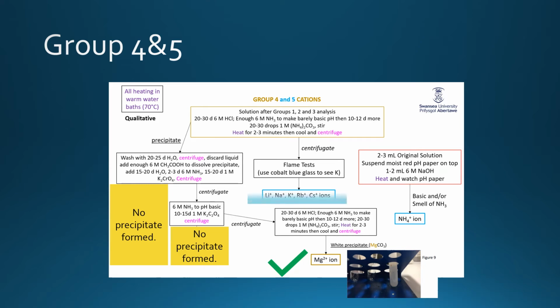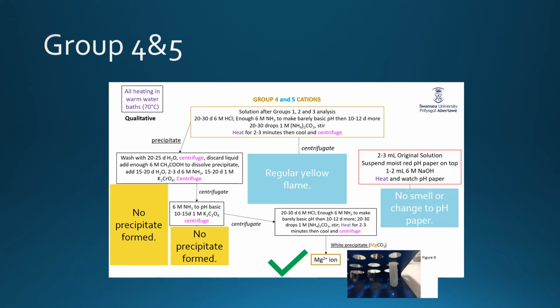When doing our flame test we found it was just a regular yellow flame, so there was no lithium or potassium or anything in there at all. And then when testing the pH paper on it, we found that the paper didn't change colour and there was no smell released, so there's no ammonium or anything in there either.